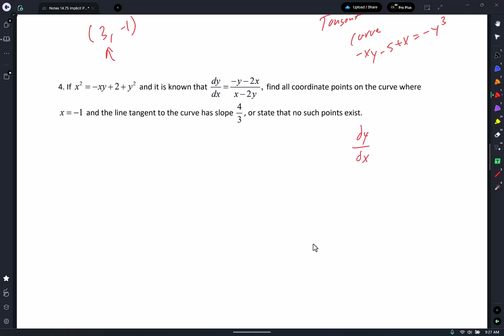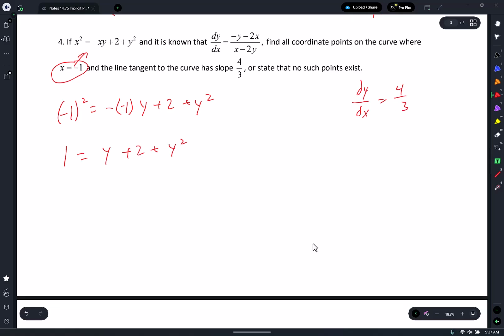Yeah, so I have dy/dx. It has to equal 4/3 for all coordinate points. Well, the first thing I'm going to do is plug in negative 1 in here to see if I can get y values. So negative 1 squared equals negative 1 times y plus 2 plus y squared. We're still okay, guys? All right, let's see what we get. 1 equals y plus 2 plus y squared. Okay, no big deal so far.